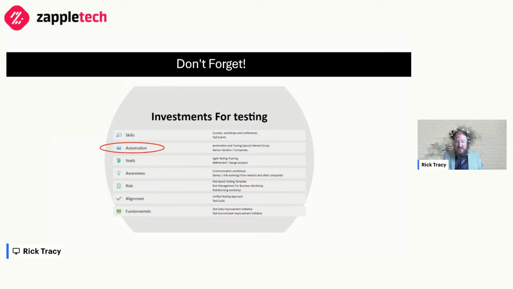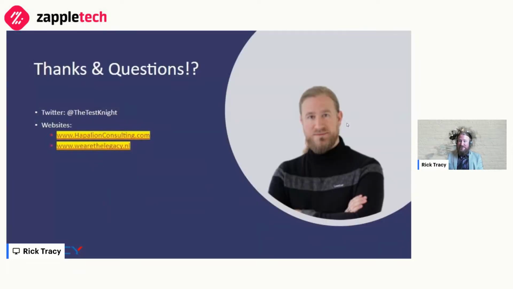So if you invest in skill, in static knowledge, in awareness, in risk management, in alignment, and in the fundamentals of testing, it's also going to boost your automation. So as much as I can get excited about this topic, don't forget to think about the other things because they'll help you go faster, stronger, and make better test automation. Thank you.